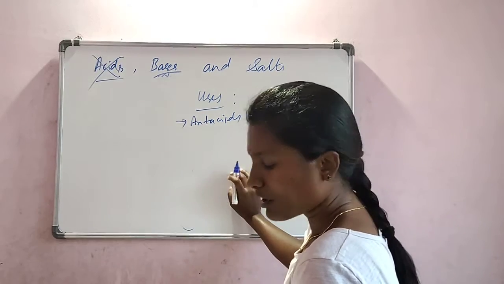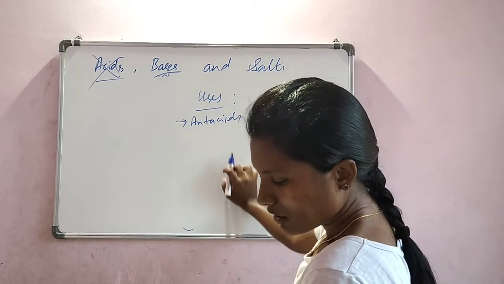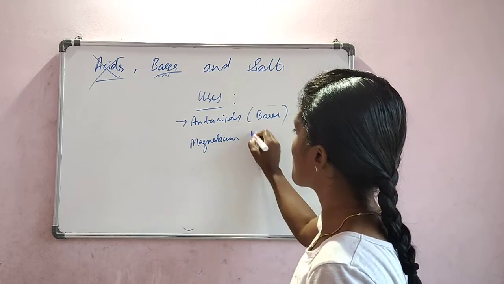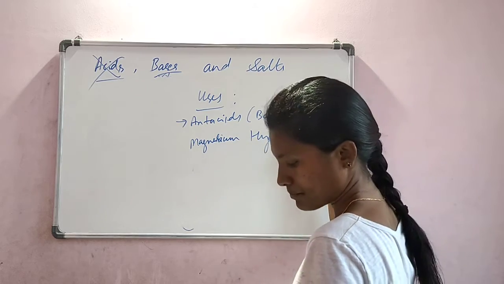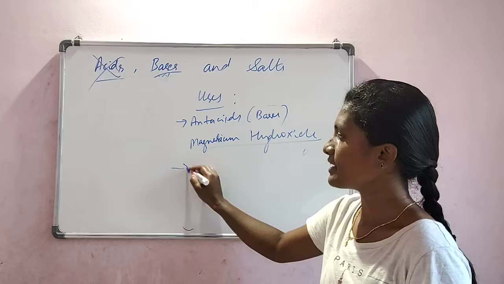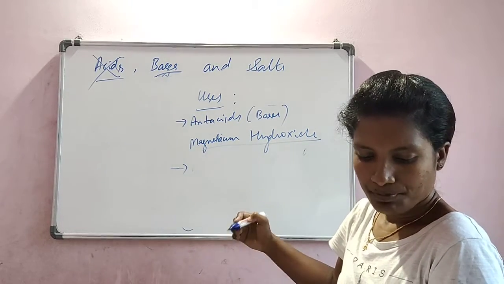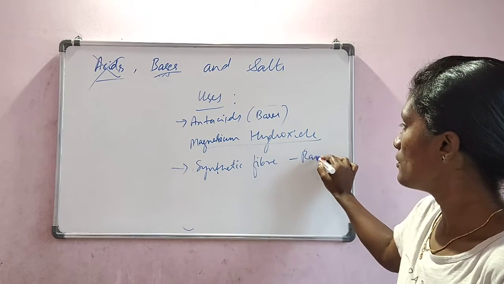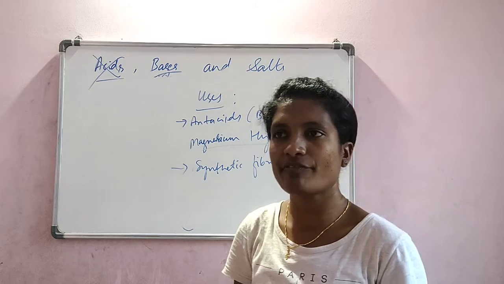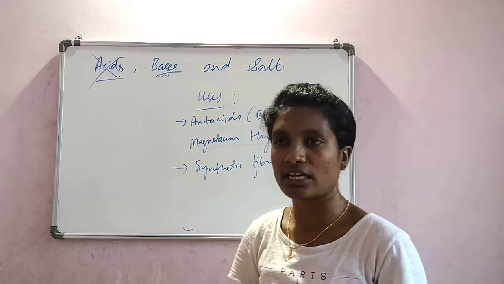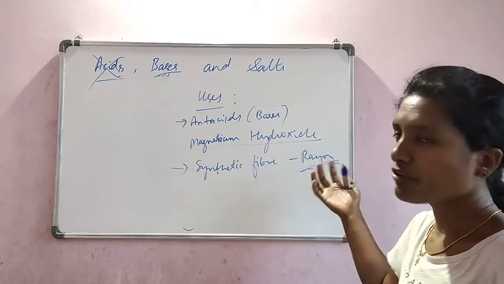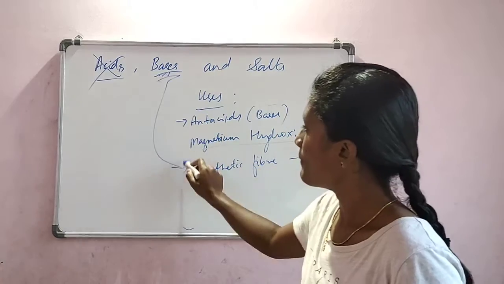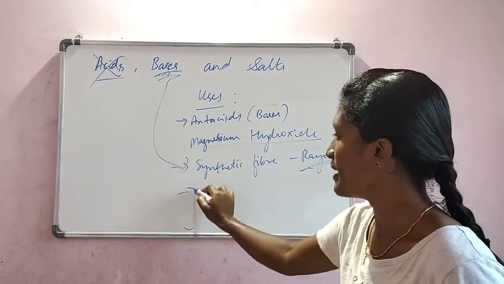So some of the examples of antacids are, so we can take magnesium hydroxide. Magnesium hydroxide is an example of antacid, and it is used in preparation of a synthetic fiber called rayon. So you know, in the fabrics we have different types: rayon, nylon, synthetic, etc. So in the preparation of rayon, which is a synthetic fiber, a kind of cloth, bases are used to manufacture that.